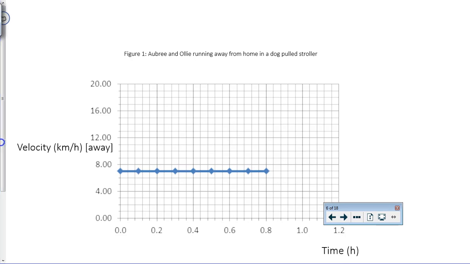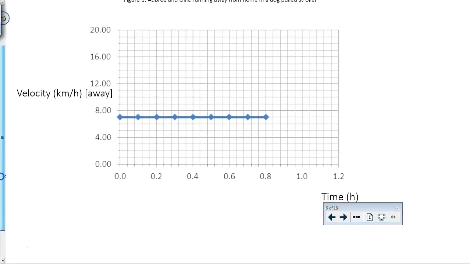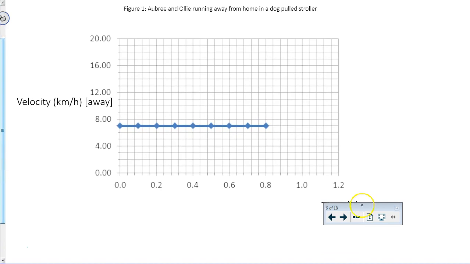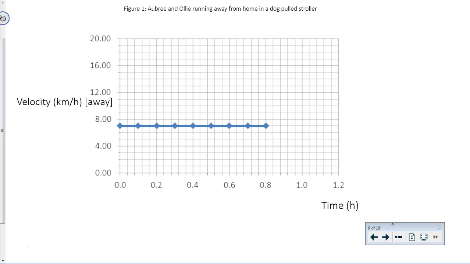Now, this is our graph of Aubrey and Ollie running away from home in a doggy-pulled stroller. What do you notice? We notice that we still have all of our axes labeled. We still have a title. Our data has not yet used half of the graph. That's bad. But the reason it hasn't is because we're going to add stuff to this later. We have a scale. It's uniform. It's 1 decimal place on the bottom. It's 2 decimal places on the left. Everything seems to be okay there.